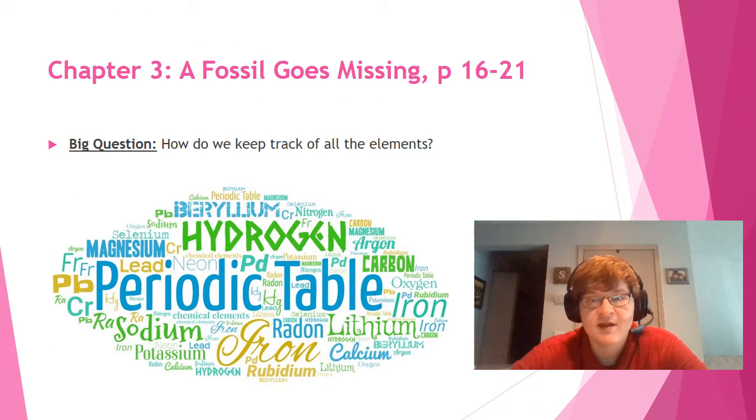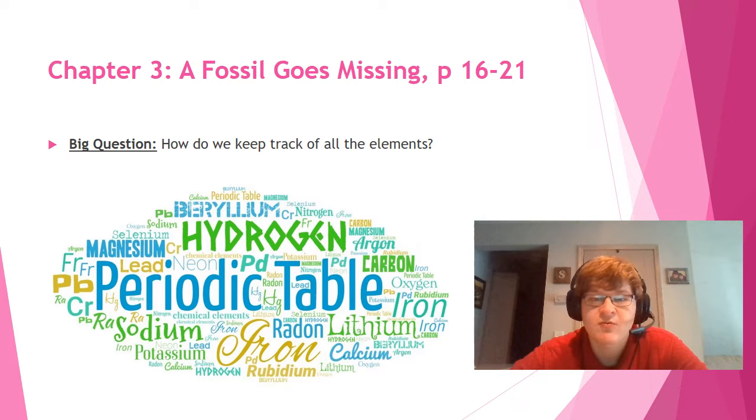Today we're going to be reading Chapter 3, pages 16 to 21. Our big question, which we just talked about, is how do we keep track of all the elements? There's a decent amount of them. We actually use something called a periodic table. Periodic table is a graph that we use in science to keep track of all these elements.